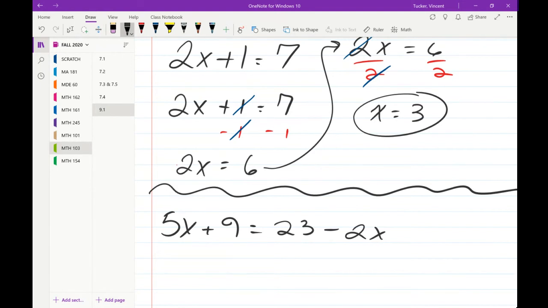All right, so here we have 5x plus 9 equal to 23 minus 2x. So notice the difference between this one and the last one. One of the main differences, I should say, is that we have x in 2 different places. So here we should be trying to get all of our x terms on one side of the equation, and all of our terms without x to the other side.